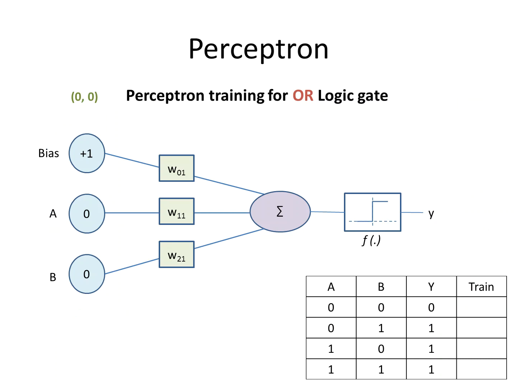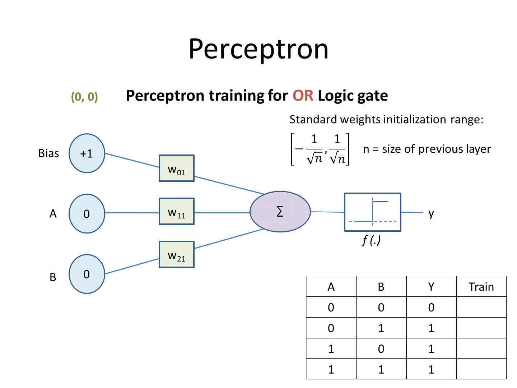So here we are going to train a perceptron for an OR logic gate. So let's move ahead with that. We have a bias here, two inputs, and these weights as W01, W11, and W21. Initially, we need to randomly take some weights. For that, the standard weight initialization range is between -1 upon root n and 1 upon root n, where n is the size of the previous layer.